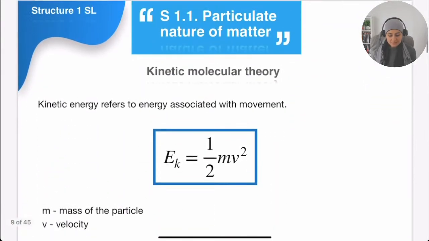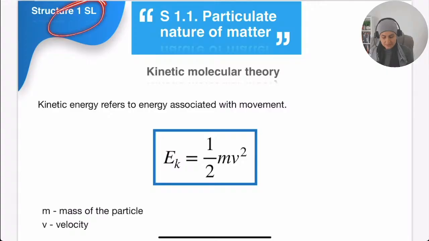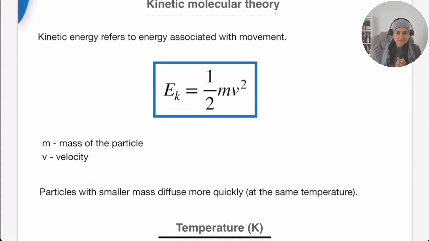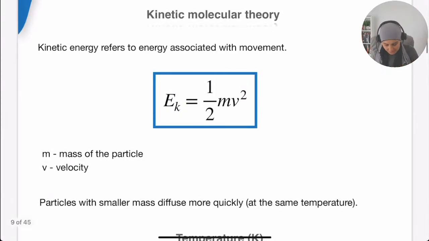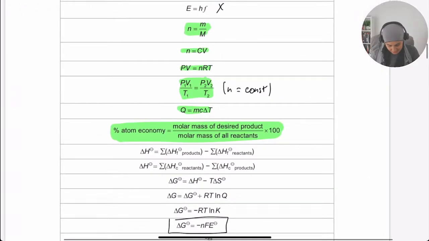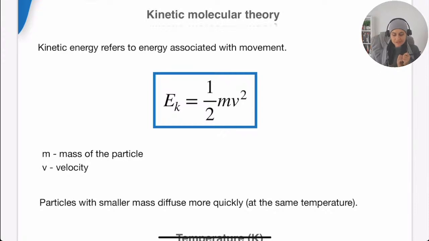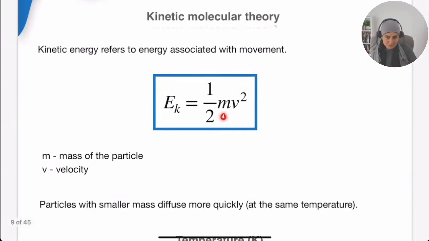The next bit, it's still 1.1, is kinetic molecular theory. In the new syllabus, they want you to know the formula for kinetic energy. For some reason, we never had questions on that, so I don't know what they might ask. But the formula is here, and I don't think it's in the data booklet. Let's check. It is not in the data booklet, but they think that you should know it. Kinetic energy is the energy associated with movement of molecules. It equals 1/2 of the mass of the molecule times velocity squared.